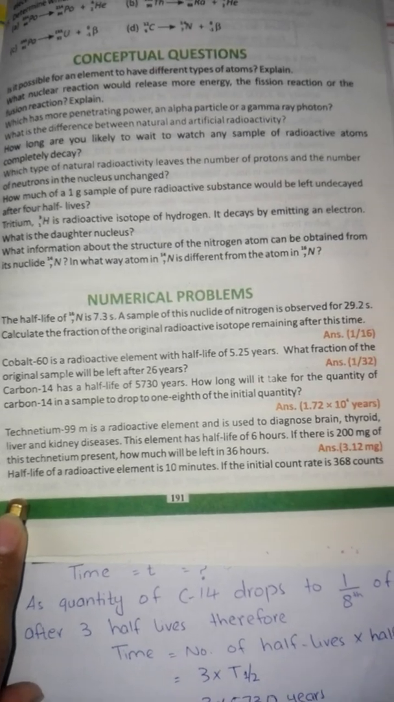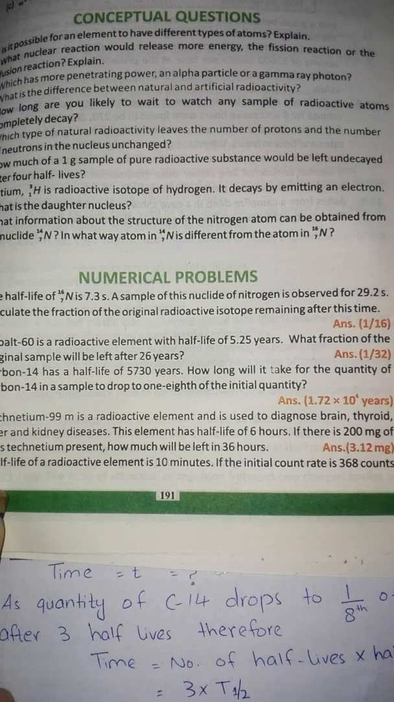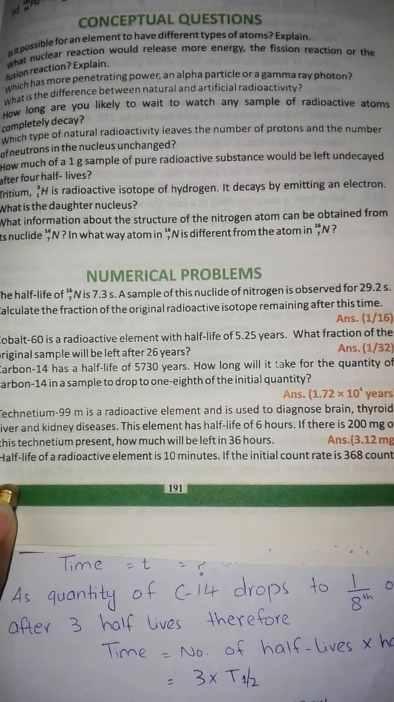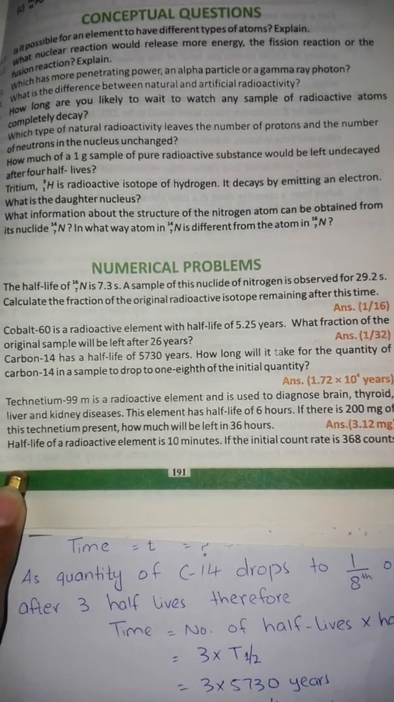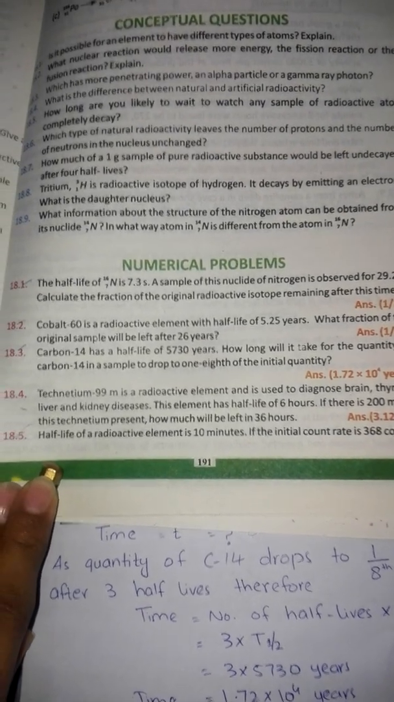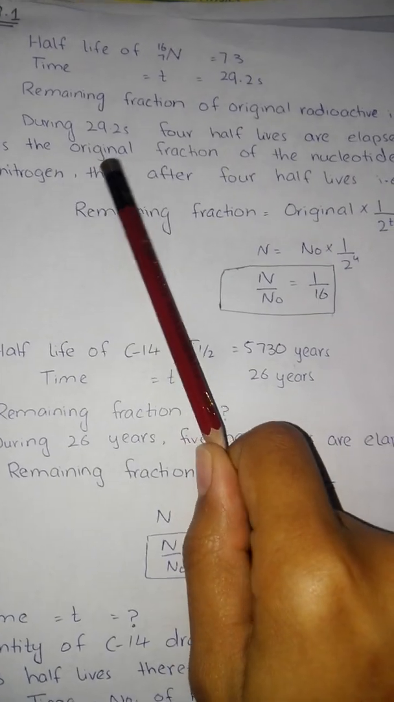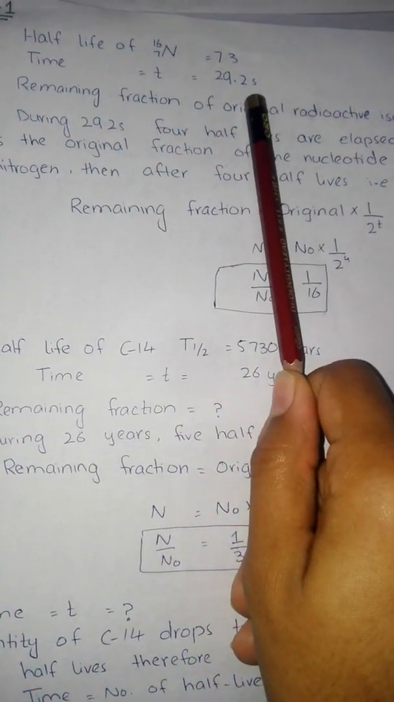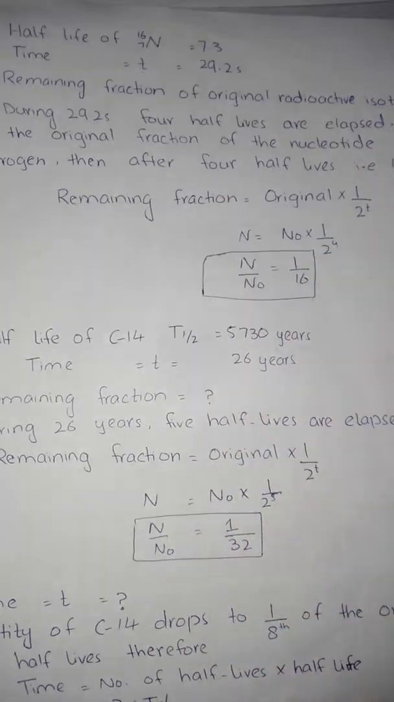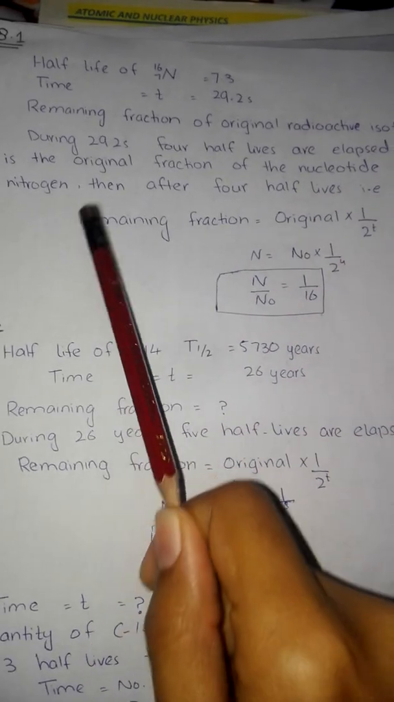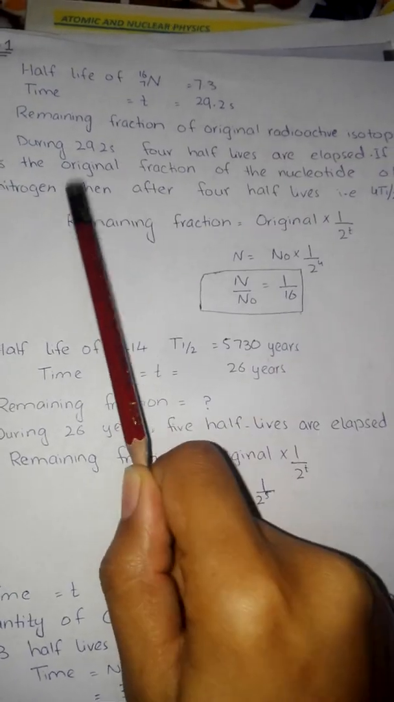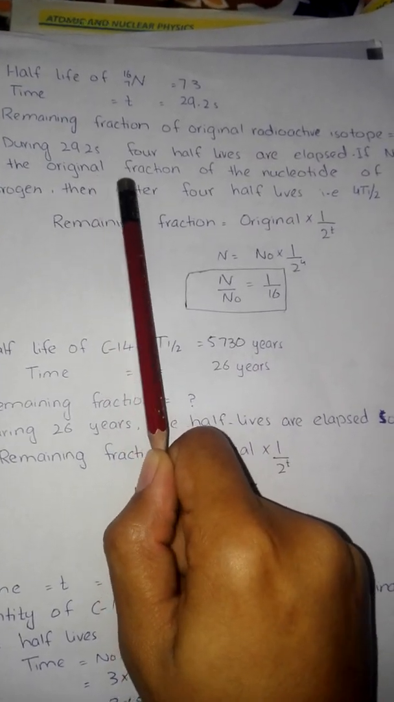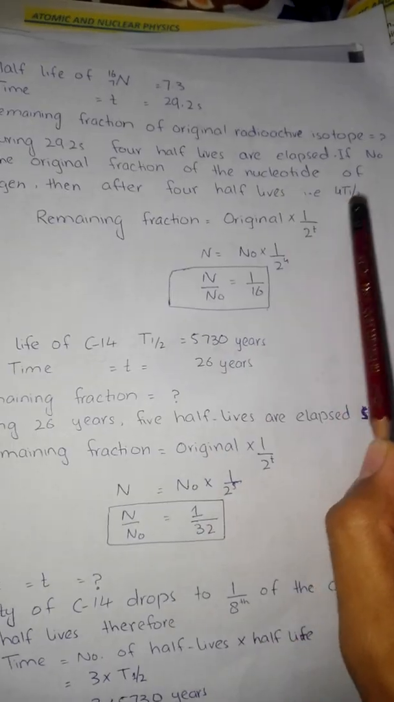The half-life of nitrogen is 7.3 seconds. A sample of this nuclide of nitrogen is observed for 29.2 seconds. Calculate the fraction of the original radioactive isotope remaining after this time. When we solve it, they have given us a half-life of nitrogen, that is 7.3, and time t they have given us 29.2 seconds. Remaining fraction of original radioactive isotope we have to find, and during 29.2 seconds 4 half-lives are elapsed.